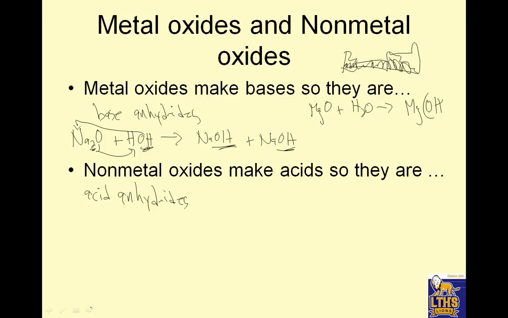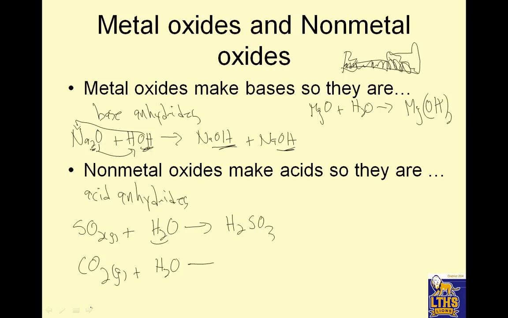Mg(OH)2, taken twice. Non-metal oxides, typical example is sulfur dioxide, which smells like rotten eggs. It's a common pollutant, plus water. And all you do when you have this is these are gases, and they smoosh together in the water, and they make H2SO3, a synthesis reaction. Hey, isn't that clever? Same thing can happen with carbon dioxide plus H2O makes H2CO3. There you go. We've got yet another acid.